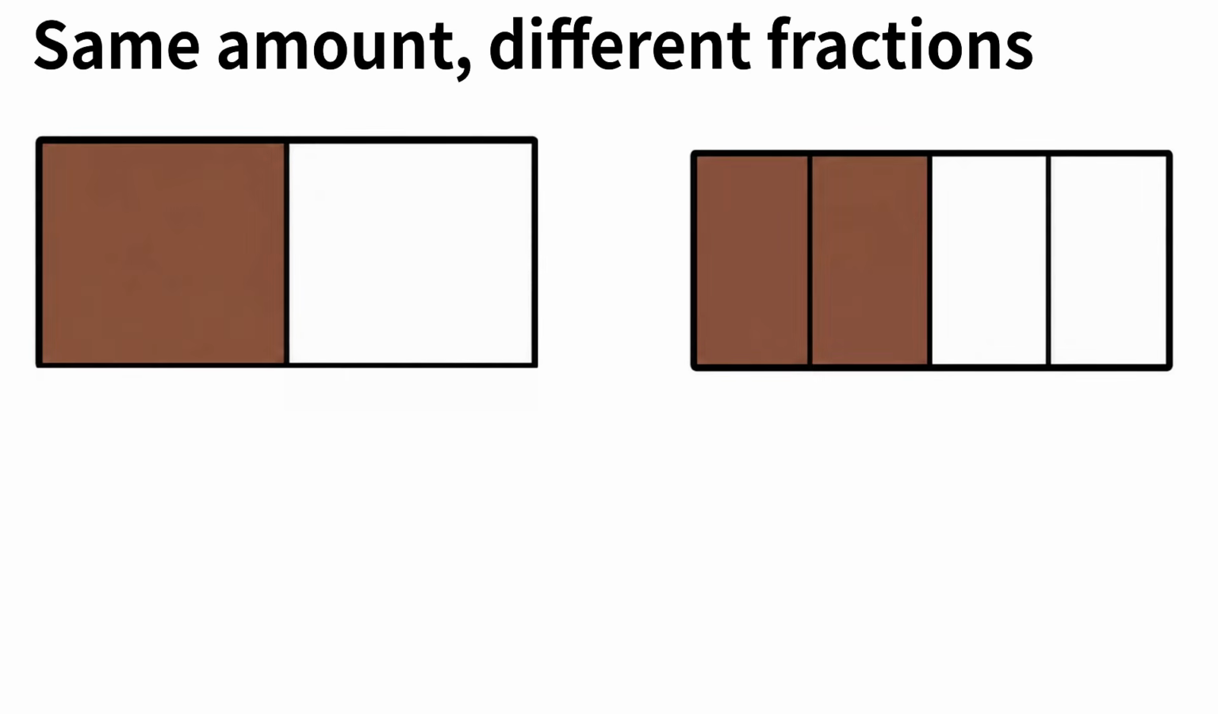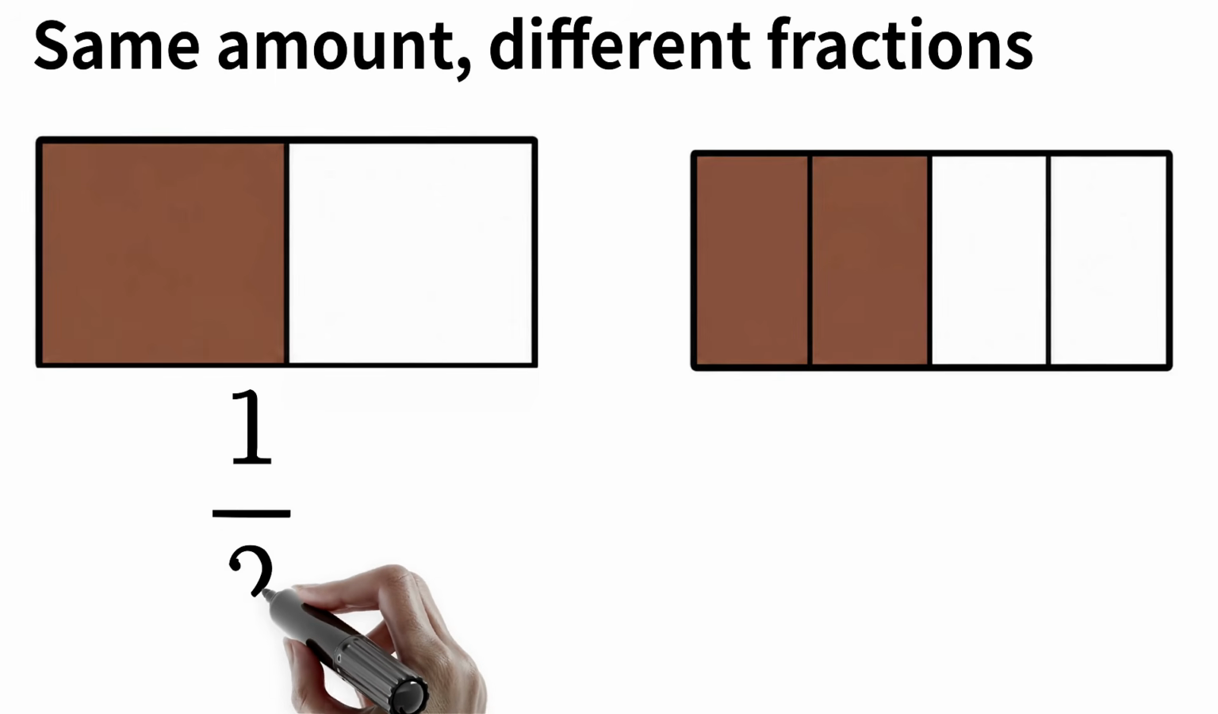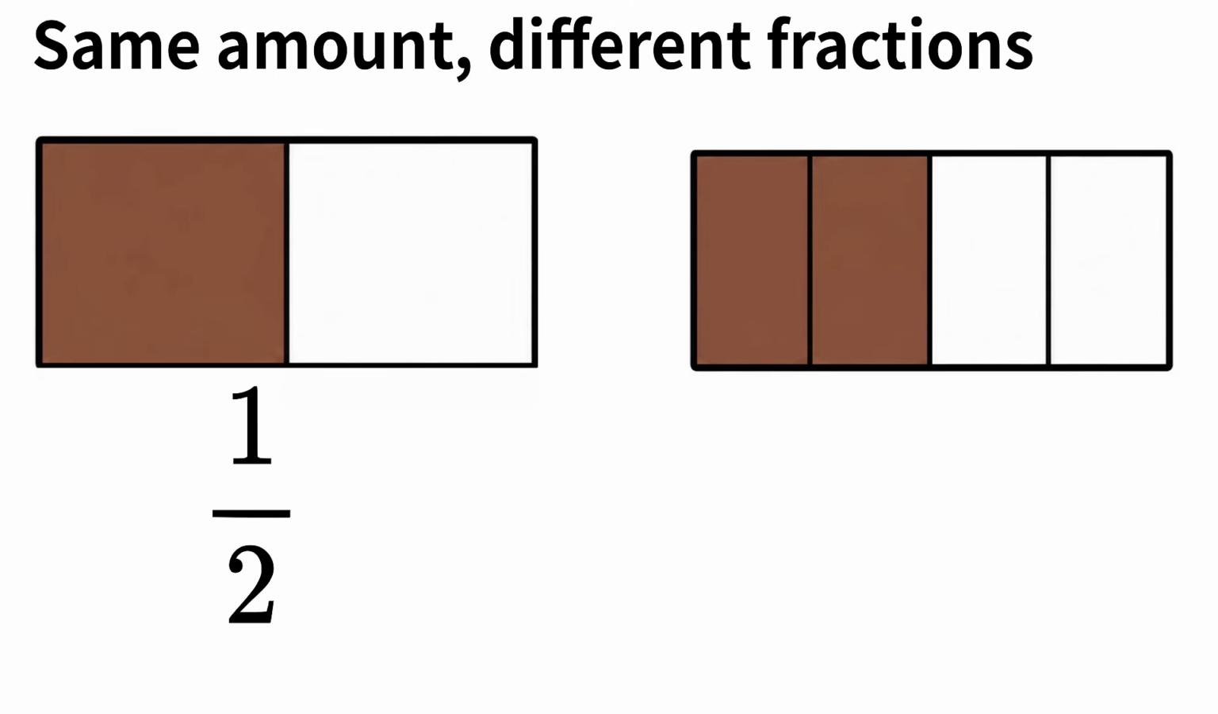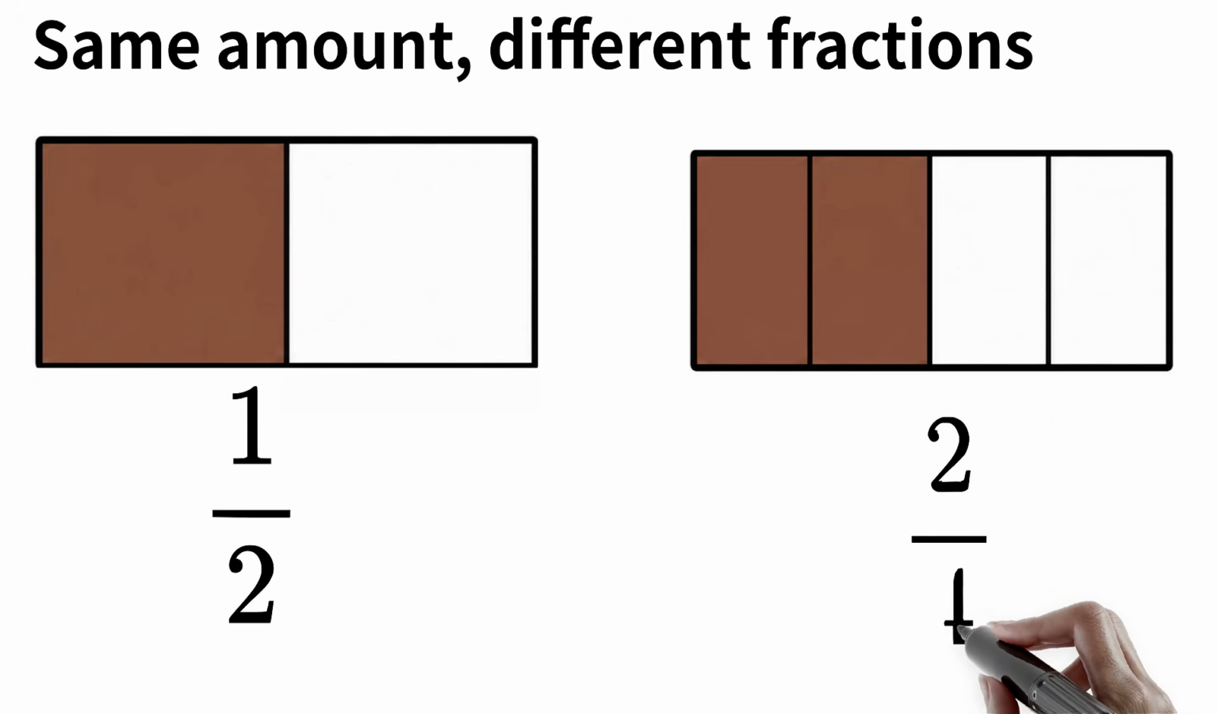Take a look at these two chocolate bars. The first bar is divided into two equal parts, and one part is shaded. That gives us 1/2. The second bar is divided into 4 equal parts, and 2 of those parts are shaded. That gives us 2/4. Now here's the big question.